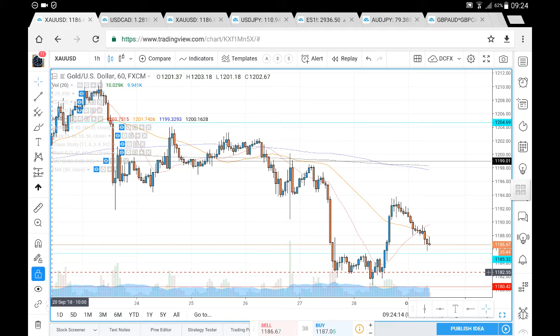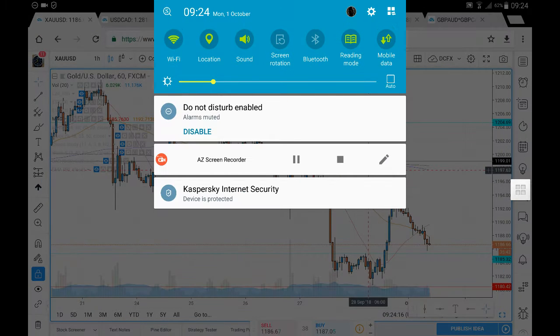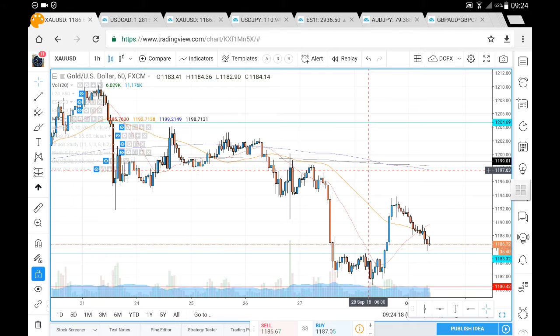So this is XAUUSD analysis for Monday the 1st of October. Now let's just have a look at the prices, where prices may likely go.